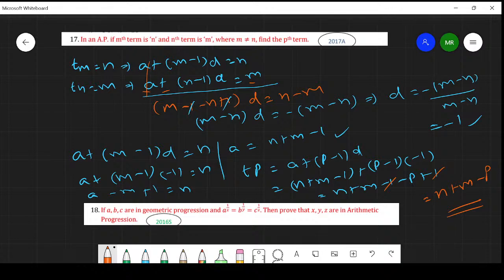This is an important one. These are 3 marks questions. I hope you understood this. If you have any doubt, please ask me in the chat box, and I can explain again. Now I am doing the next one.